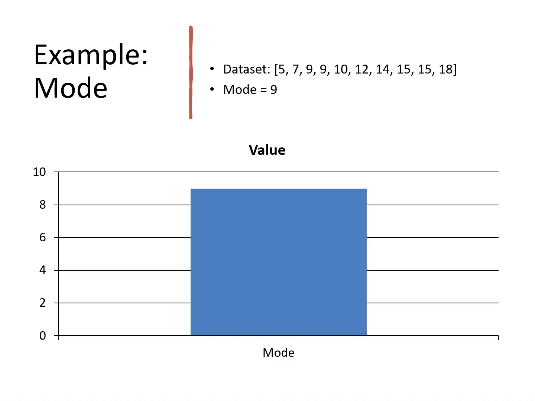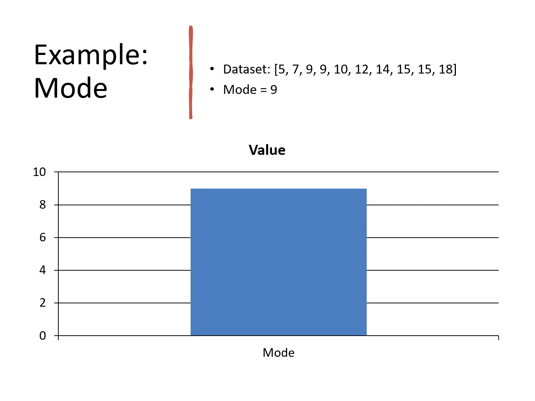So this is our data set, where we have the numbers 5, 7, 9, 9, 10, 12, 14, 15, 15 and then 18. As we can see in our data set, the most frequent number is 9, which is repeated. We have 15 also, but we will take the first number that appears most frequently, so the mode here is 9. We can check the 15 also, but we will take the 9.